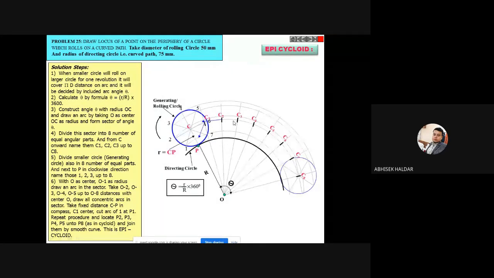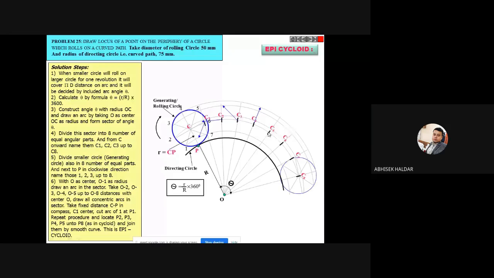Next point, C3. Not changing the arc length in my compass, placing at C3, which arc line should I cut? 3 and 5 is the same arc line. Somewhere over here I will get the intersection point. Mark that; you just have to show the cut point. From C4, which arc line should I cut? The fourth one, the top one. It will just touch the topmost arc line.